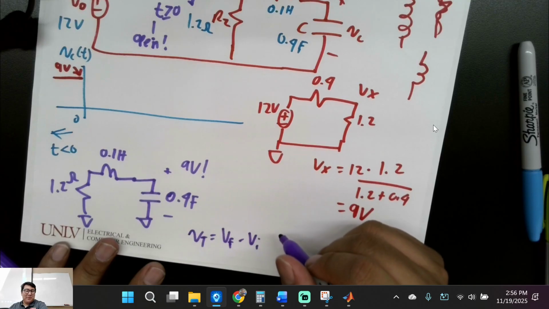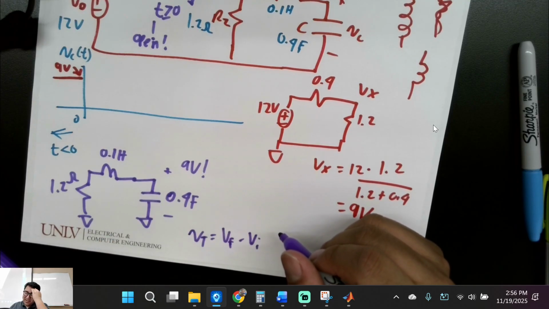What's that equation that we were always memorizing? Was it V final minus V initial, or V initial minus V final? I don't remember.